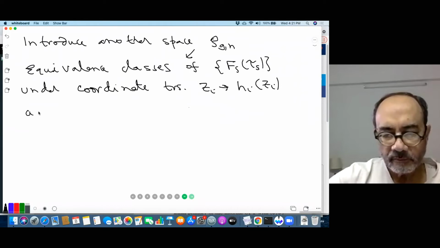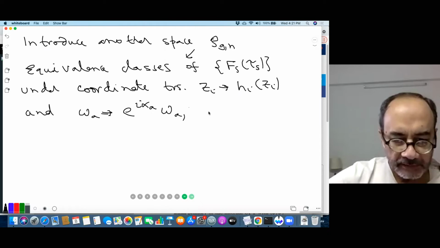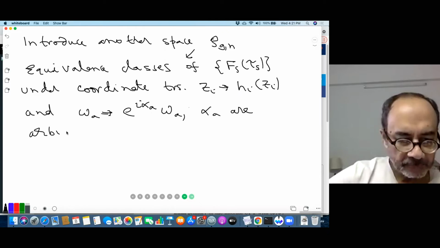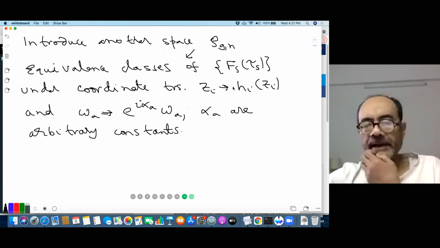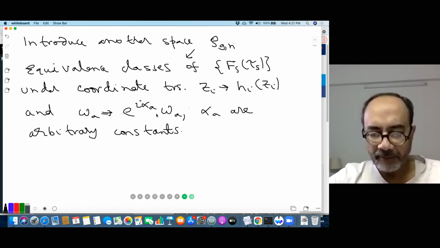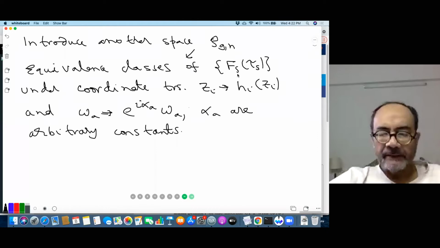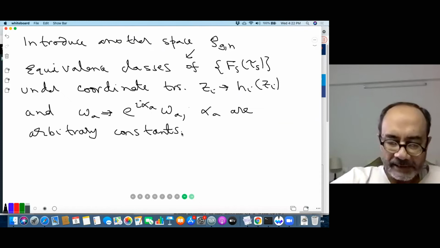And W_a goes to e to the i alpha_a times W_a, where alpha_a are arbitrary constants. So we define these equivalence classes. We don't allow coordinate transformation on W_a, except phase rotation. If two sets of Fs are related by phase rotation of W_a, we declare them to be equivalent. This is necessary.